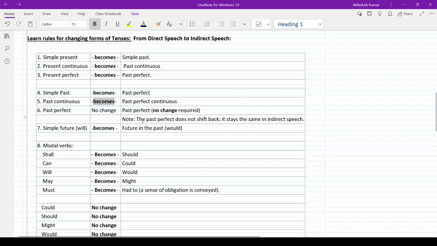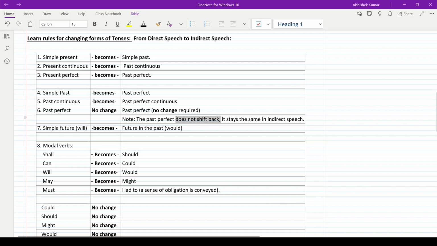Past continuous, if a sentence within the inverted commas is written in past continuous and the reporting verb is in past, then the sentence will change to past perfect continuous. Similarly, if the sentence is written in past perfect within inverted commas in direct speech, then no change is required. Past perfect, no change required while converting that sentence to indirect speech. Also, I'd like you to note the past perfect does not shift back.